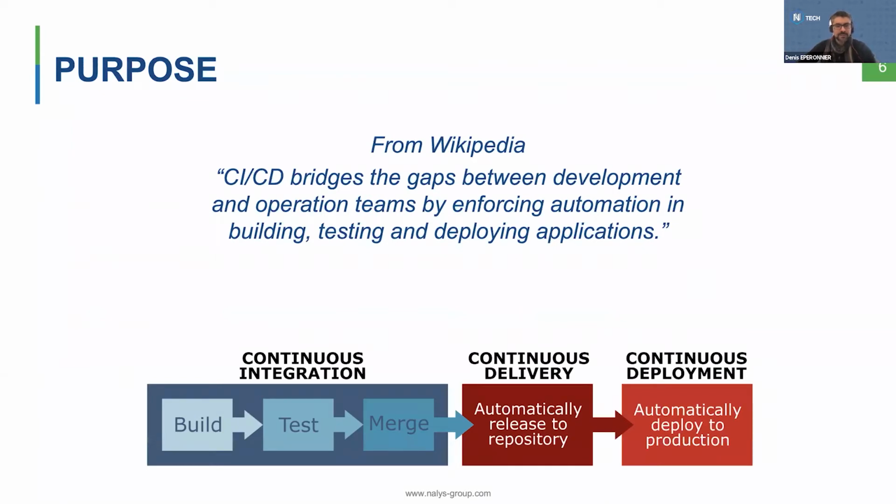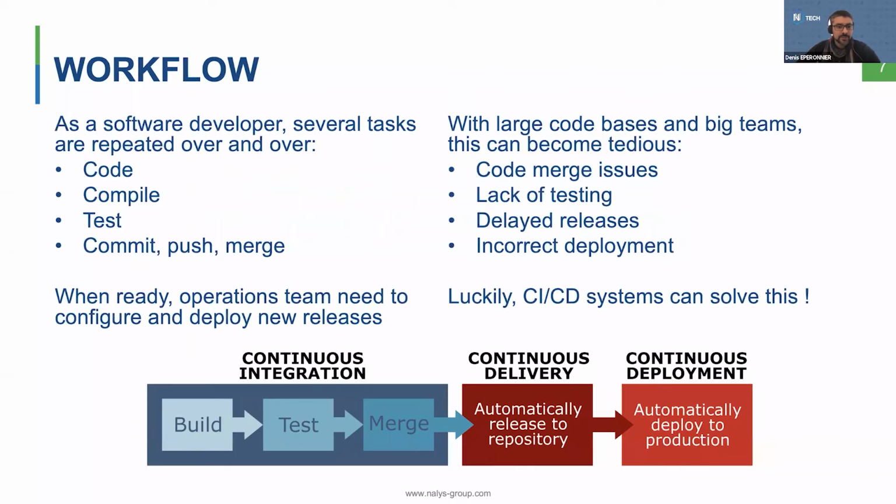The purpose of CI/CD is to bridge the gap between development and operation teams. And it is doing so by enforcing automation in all the steps which can be automated. So building, testing, deploying, and so on. Typically, if you are a software developer, there are tasks that you repeat over and over. You code, you compile, you test, commit, push, merge, and you do that all the time. When ready, operations team can take your work, your software release, and configure it and deploy it. That can become quite tedious for large code bases and big teams.